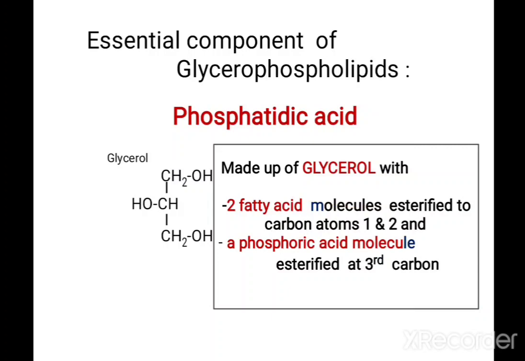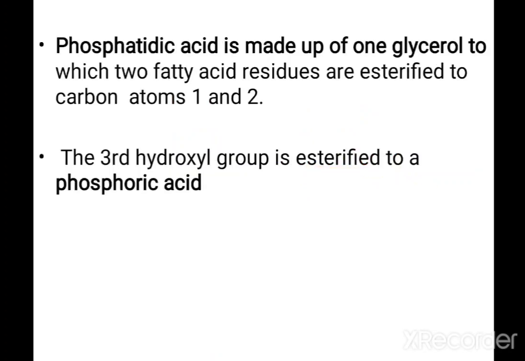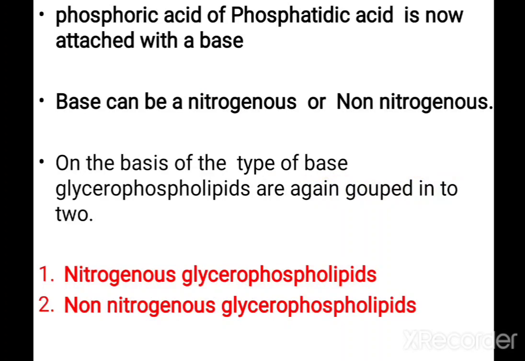So this is the structure of phosphatidic acid. In phosphatidic acid, the structure contains one glycerol molecule and two fatty acids, and the third hydroxyl group is esterified with the phosphoric acid. And this phosphoric acid is now attached with a base, and that base can be a nitrogenous base or non-nitrogenous base. So on the basis of the type of base, these glycerophospholipids are again subclassified into nitrogenous glycerophospholipids or non-nitrogenous glycerophospholipids.